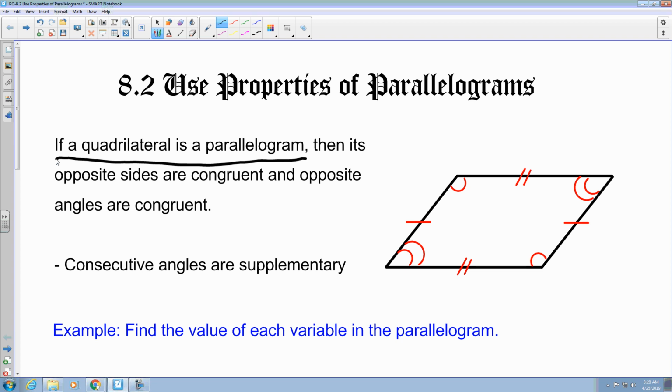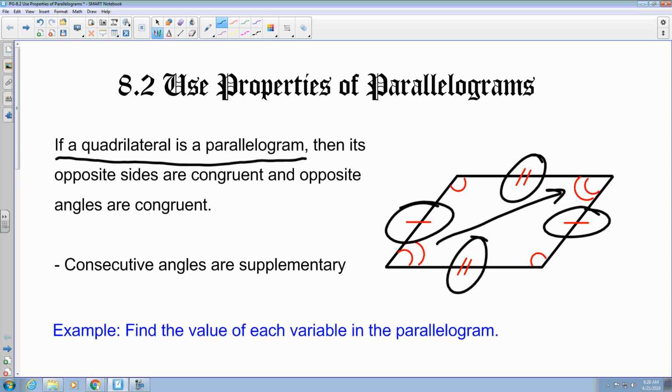So if you look here, this side and this side are the same measurement. So is this side and that side. And the opposite angles are congruent. So if you look here, these two angles are congruent, whatever they happen to be, and these two angles are congruent there, whatever they happen to be.